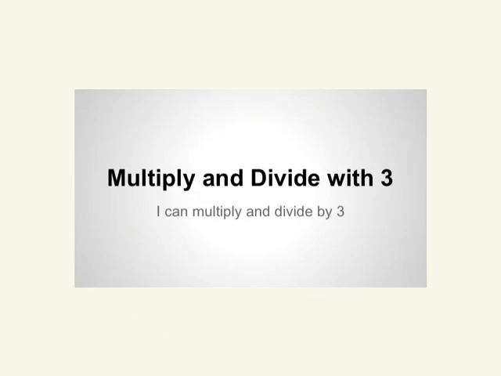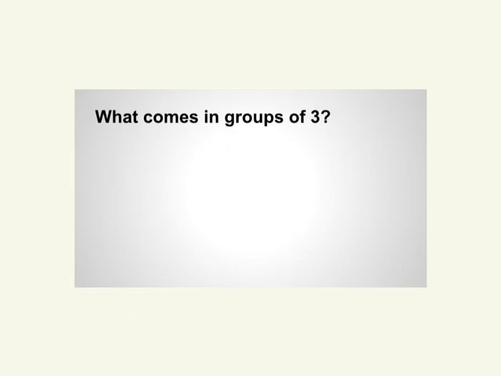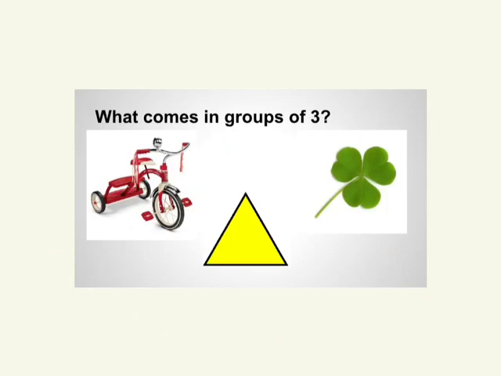In this lesson, we will multiply and divide with 3. What comes in groups of 3s? Can you think of anything that every time you see it or buy it, it always is a group of 3s? How about a tricycle? It has 3 wheels. A triangle always has 3 sides, and a 3-leaf clover also has 3 leaves.